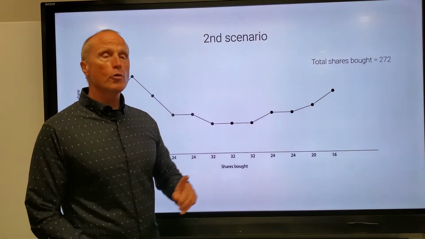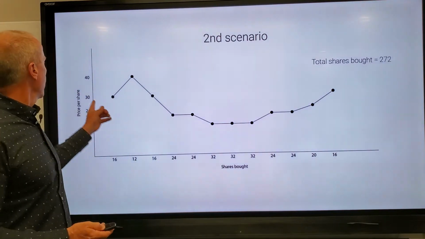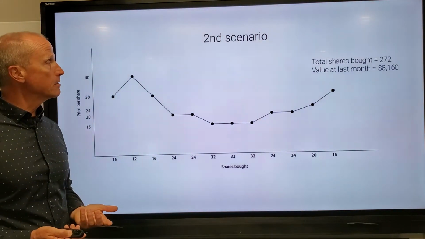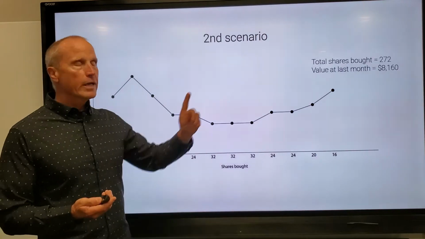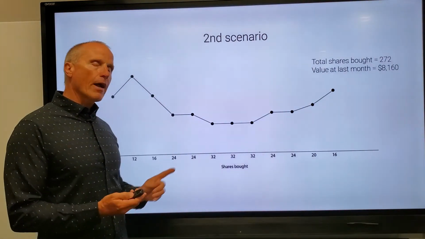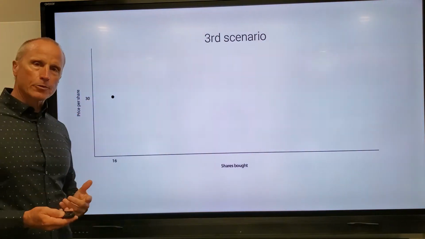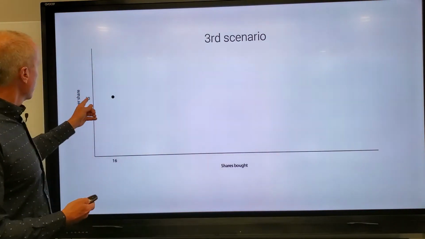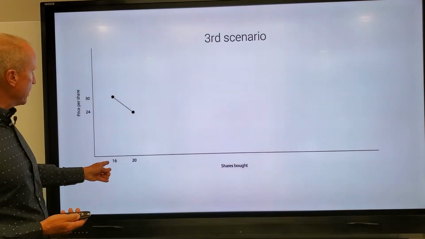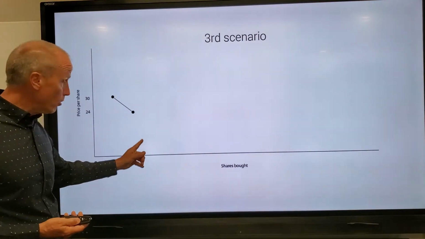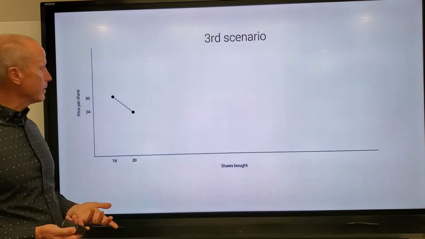So we bought 272 shares, and they're worth $30 a piece. What do you know? We end up with the exact same amount. This graph was just as good as the first one. Now let's take a look at that last one. Remember, the last one really looked bad. Again, we start at $30 a share. We get to buy 16. Then it drops down to 24. We get to buy 20 then.